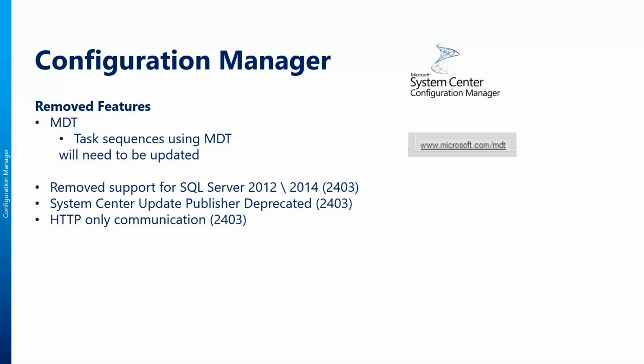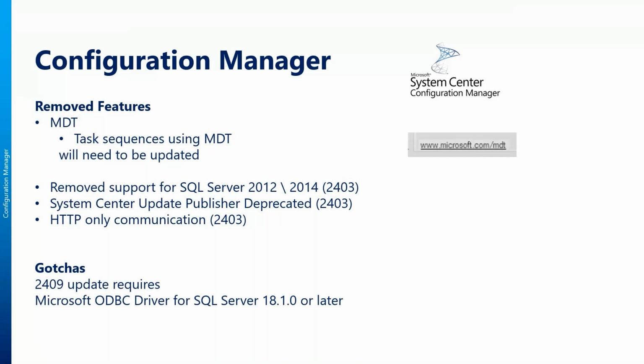In version 2403, the support for HTTP-only communication was removed. So from 2403 onwards, only HTTPS or enhanced HTTP is supported. Enhanced HTTP is really a good step if you've got challenges with managing your own PKI certificates, as Config Manager takes over and provides the secure communication by issuing its own self-signed certificates.